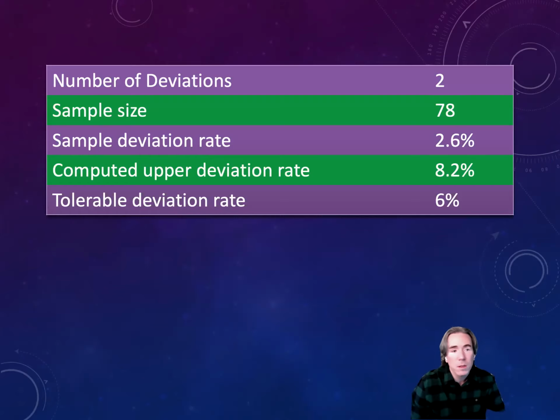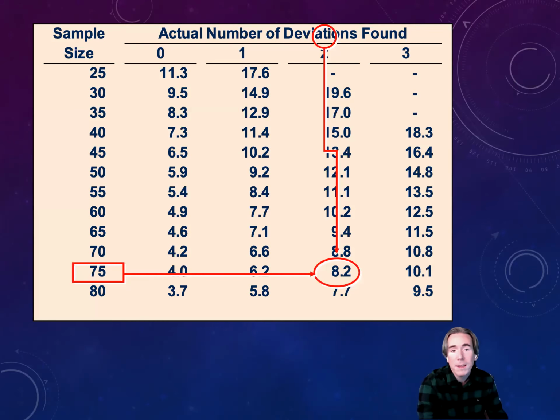In this example, they told us, hey, you found 2 problems. So we looked at 78 items and we found 2 problems. So 2 divided by 78 gives us 2.6%. And our computed upper deviation rate is 8.2%. Well, where did that come from? Again, it's going to be an AICPA provided table. So we'll look at our actual number of deviations and we'll have to go to a sample size.